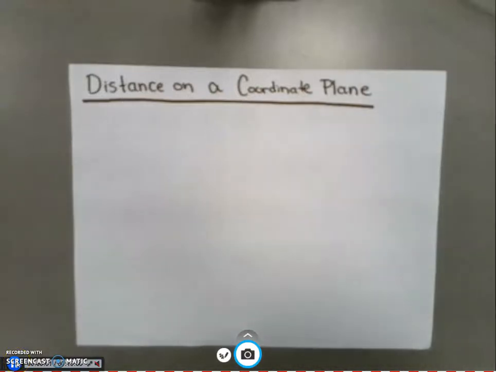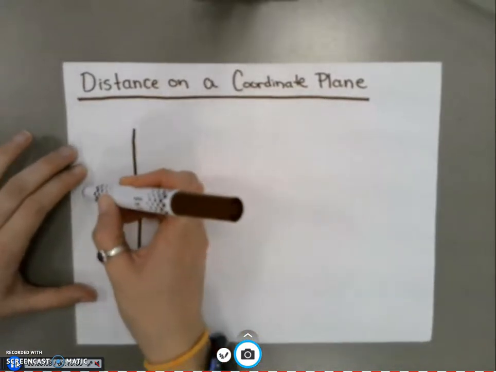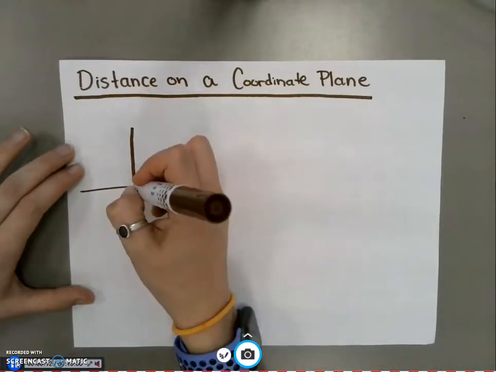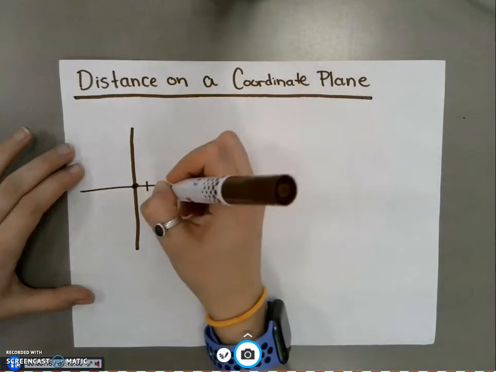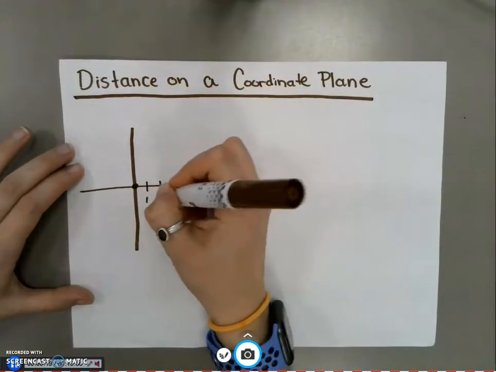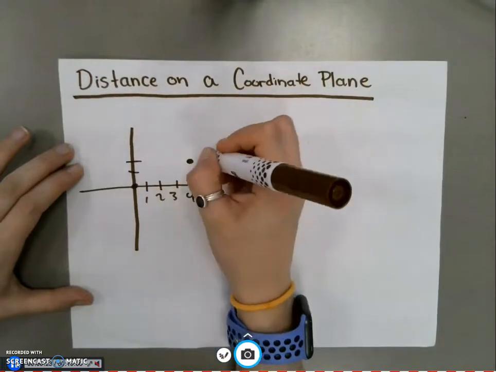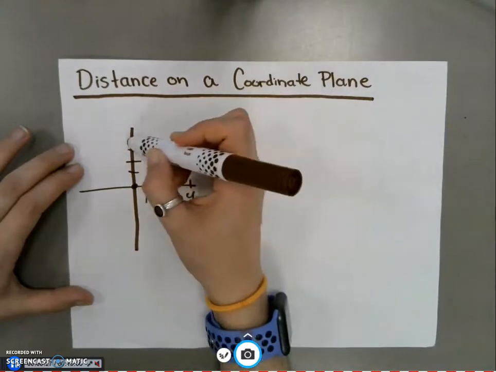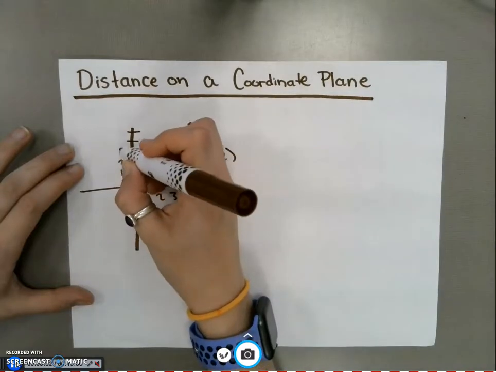Alright, today we're going to talk about distance on a coordinate plane. We are going to look at examples in all four quadrants. So we have our origin here, where everything starts. Of all four quadrants, I'm going to make up a point at 4, 2. I'm going to label it just so that you can follow along. And then I'll also make up a point at 4, 5. 1, 2, 3, 4, 5.